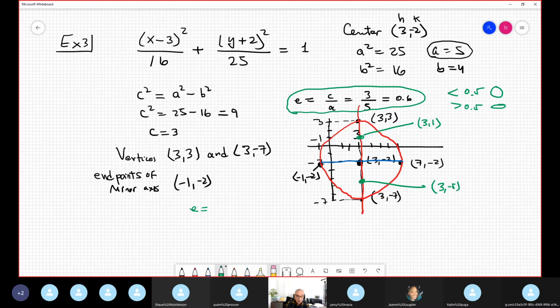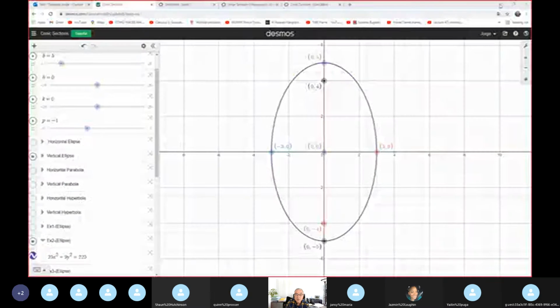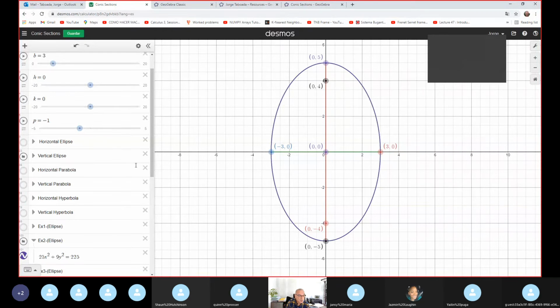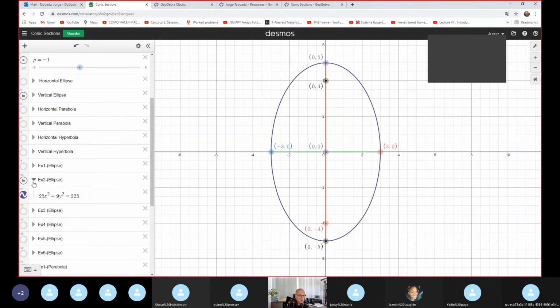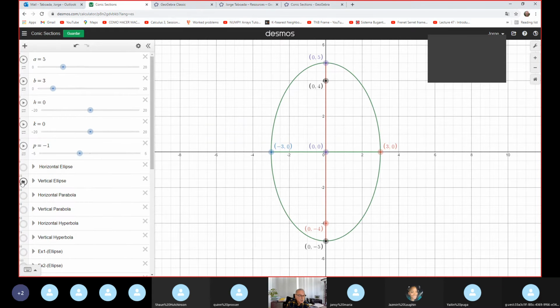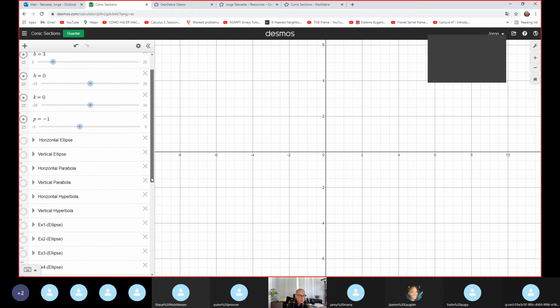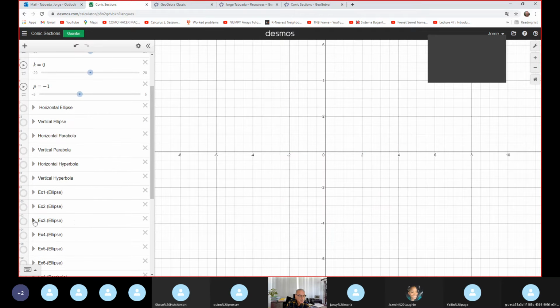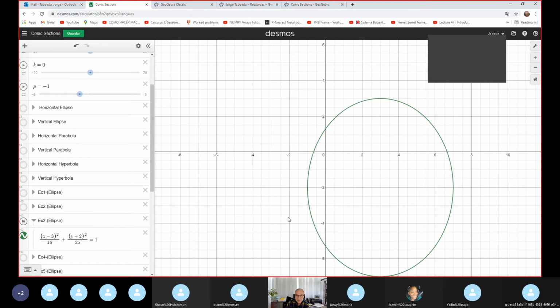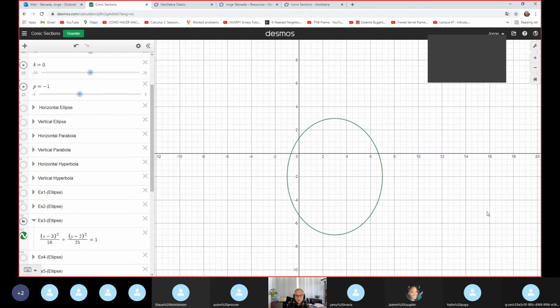Now, example number 3. Okay, example number 3. I put the equation like that, like the region is given. Bang. Okay, ellipse.